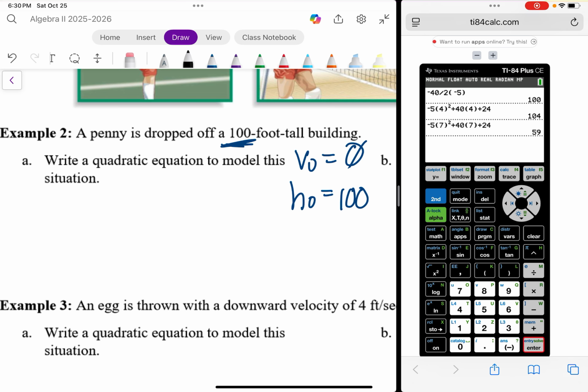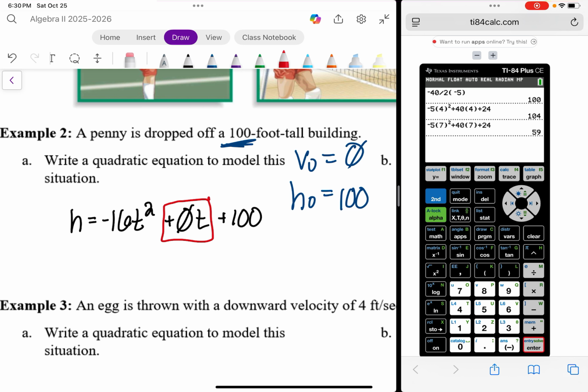So then we can write our equation, and for it to be an equation, you have to have an equal sign. So we'll have h equals negative 16t squared. That's how all of these problems are going to start. Plus 0t, and then plus 100.